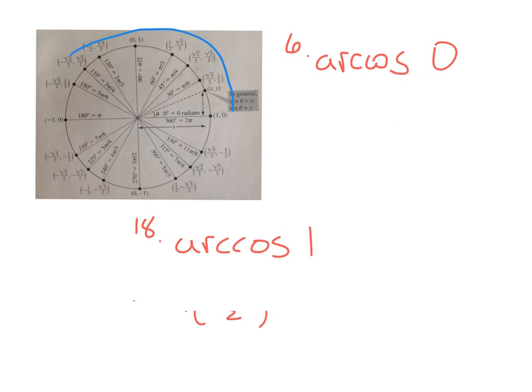Okay, so what value, we're doing number 6 now. So the cosine of what angle gives us 0? Remember that cosine is your x values. So we're looking right here. So then it is pi over 2. Okay. Number 18. The cosine of what angle gives us 1? We're looking for our x values because we're talking about cosine. So we're right there. So then we're at 0.